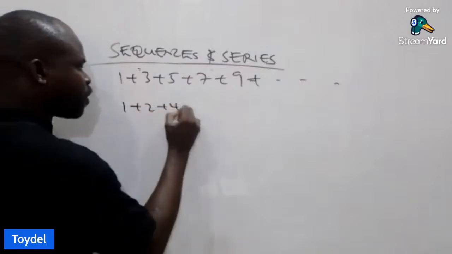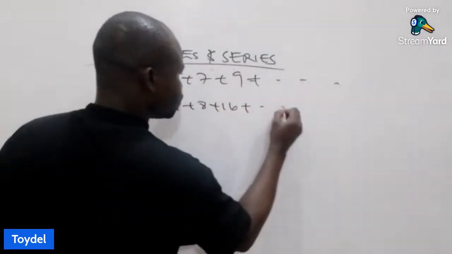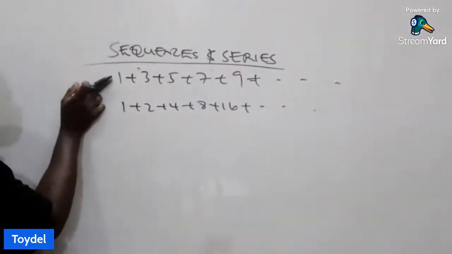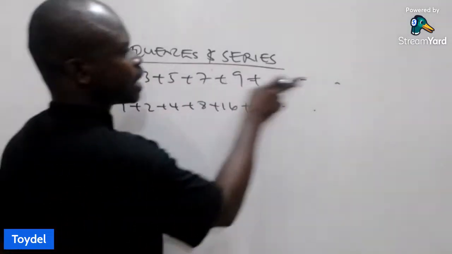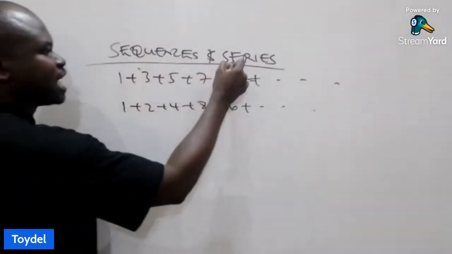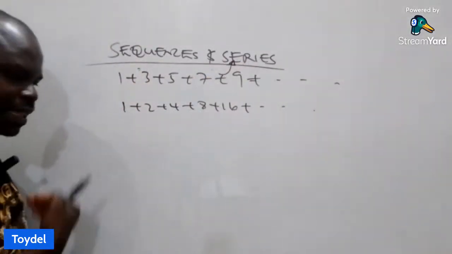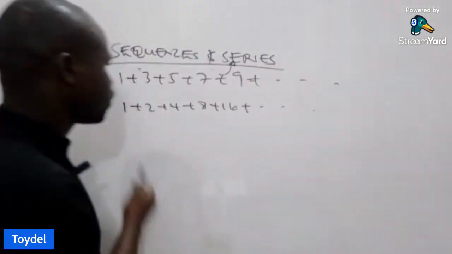1 plus 2 plus 4 plus 8 plus 16 plus and so on. For the AP that we did the other time, the linear sequence, when you now add all the terms together, it is called series. Series is the addition of all the terms that we have in a sequence.